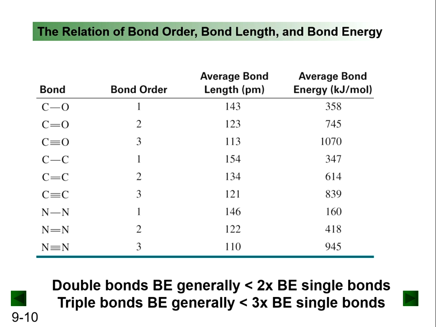This table shows approximate relations of bond order, bond length, and bond energy. You can see generally as the number of bonds increases, of course the bond order goes up, the average bond length tends to become shorter, and the average bond energy goes up. As it says at the bottom, double bonds have bond energies that generally are less than twice the strength of single bonds. And triple bonds, their bond energies are also typically less than 3 times the bond energy for single bonds.